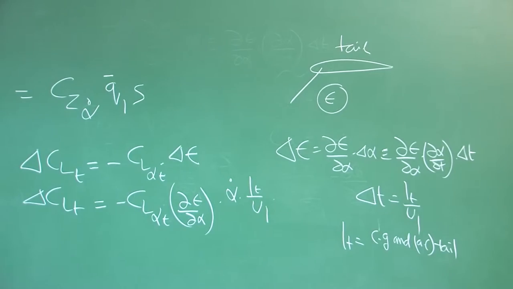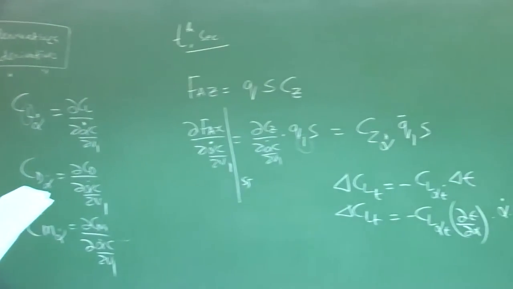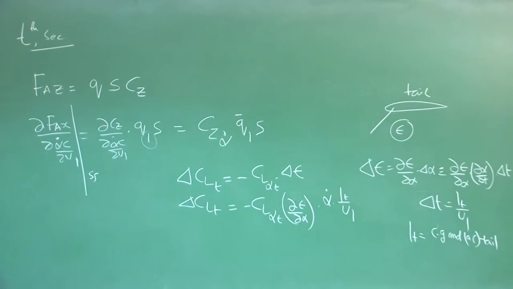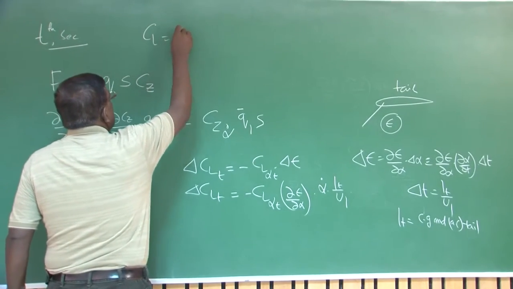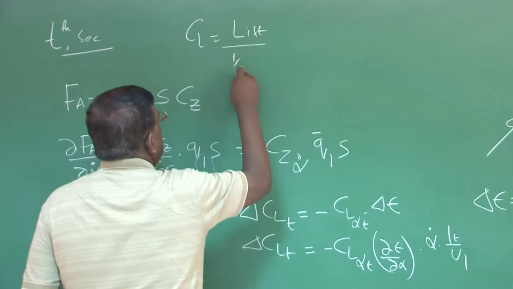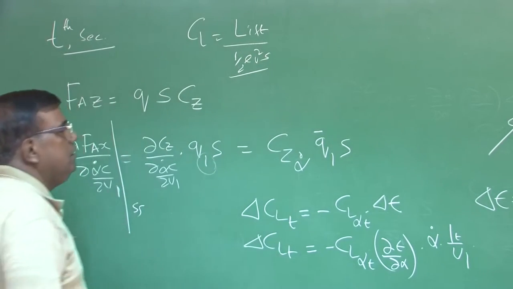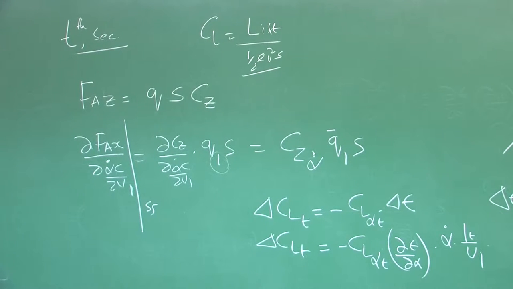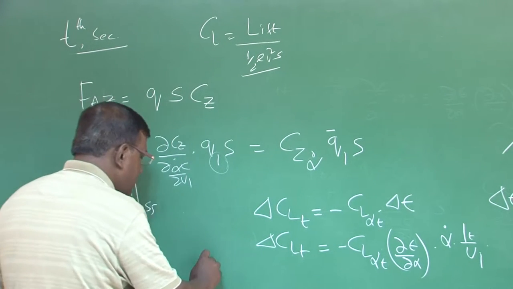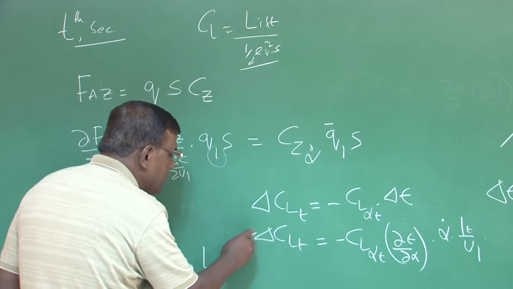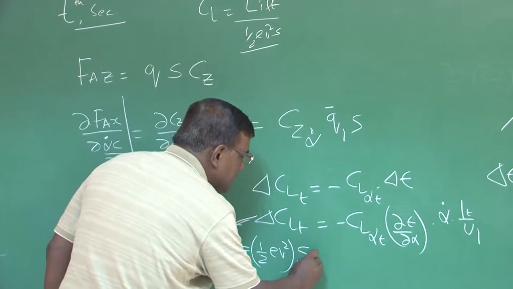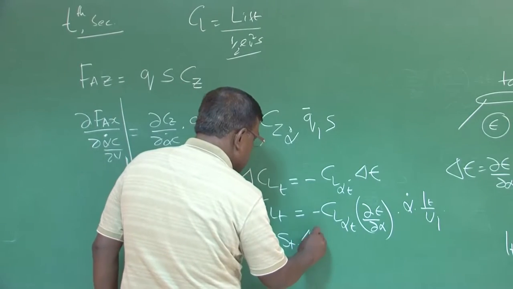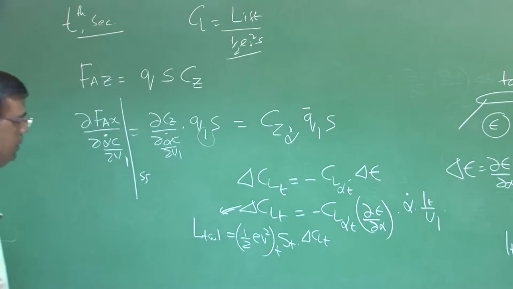Okay. Remember, whenever you talk about CL due to alpha dot in terms of whole aircraft, this is at the tail. For the whole aircraft, you know, CL has to be defined as lift by half rho v square S with respect to free stream. Okay. So what will happen? The lift at the tail because of delta CLT will be half rho v square at tail S tail into delta CLT. Correct? Half rho v square at tail.